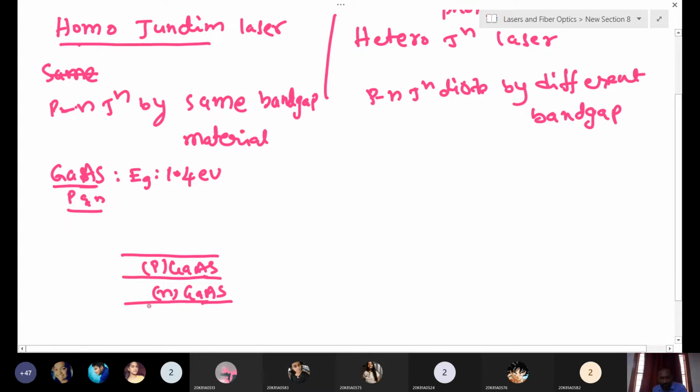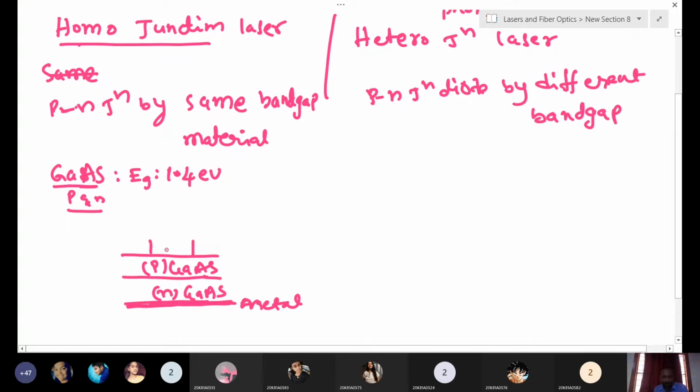After that we make one more layer. This is a metal layer, some silver or aluminum, whatever. You can write metal here. On top of that also we take a metal layer, metal contacts. So this is just like a p-n junction diode.